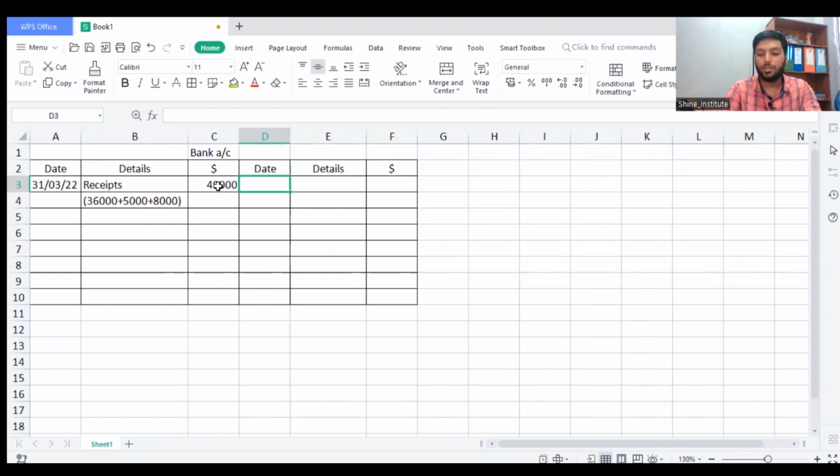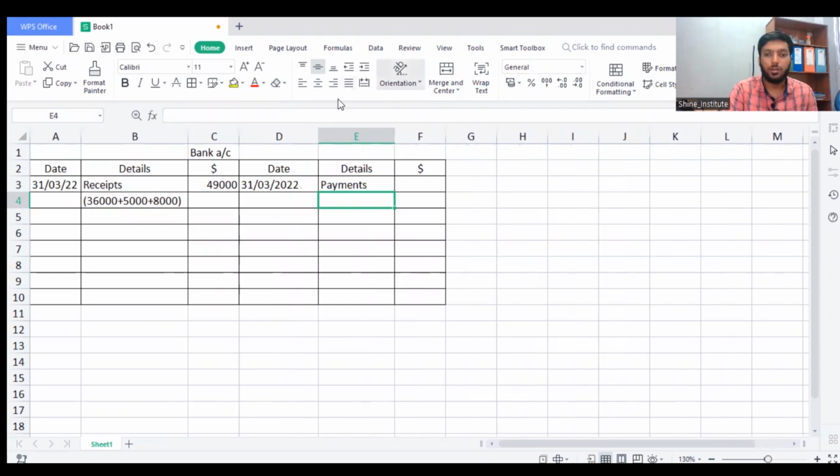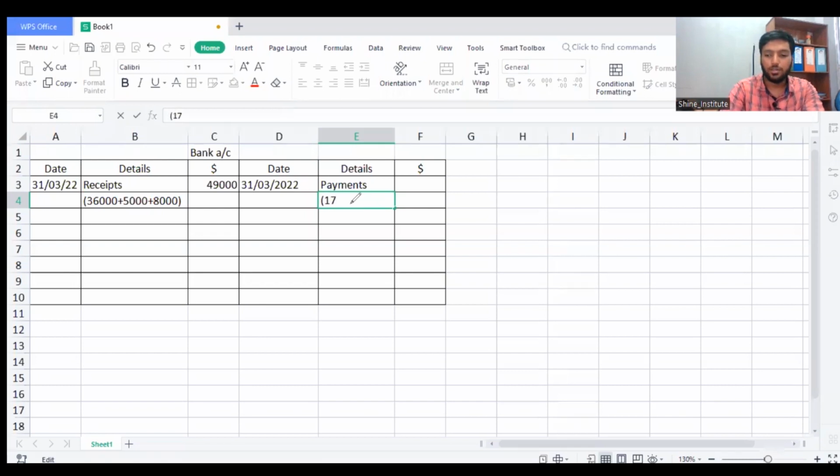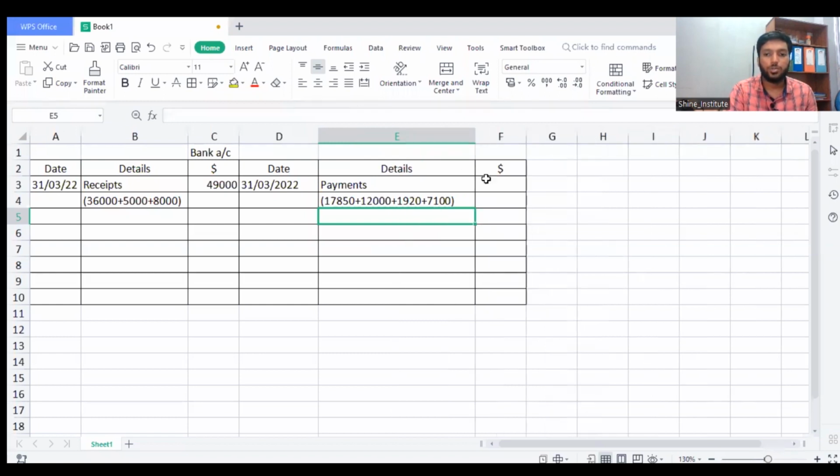Then I had the total payments at the year end. I just want to add everything together, so I'll write here payments. You know how much our payments were, so I'm going to take all the payments here: 17,850, 12,000, 1,920, and 7,100. I'm going to take 17,850 plus 12,000 to show you how I got this addition, plus 1,920 plus 7,100. Right, guys? This is how we calculated our payments as well. Now I'm going to show you the entire total.